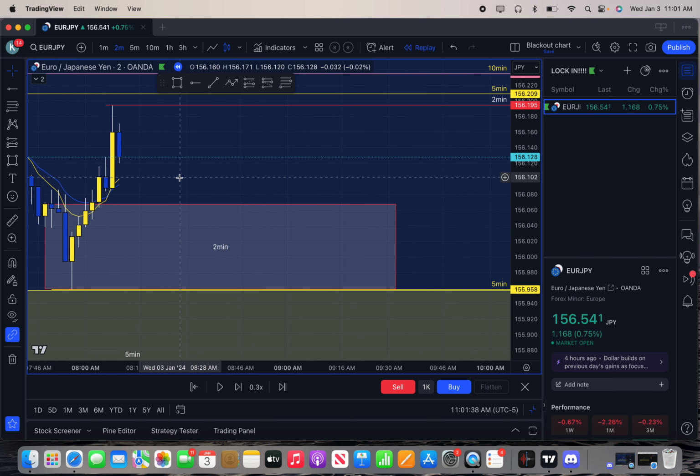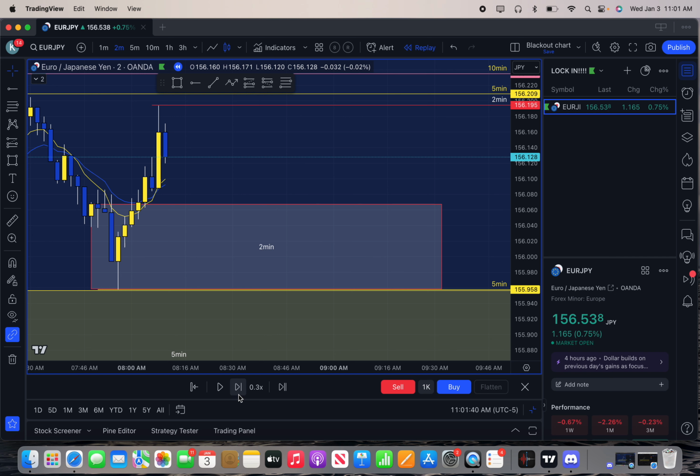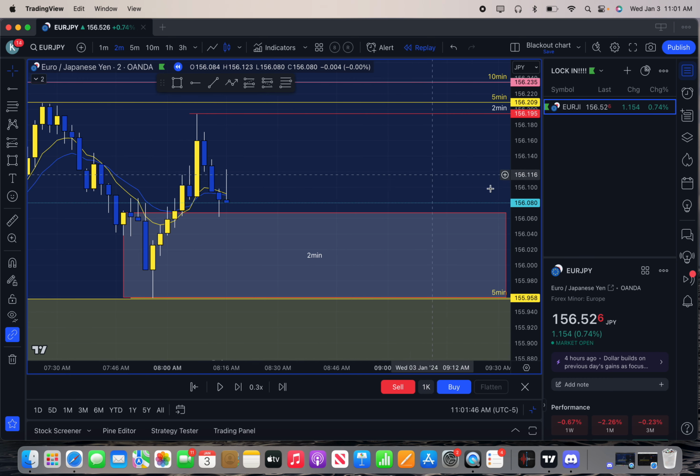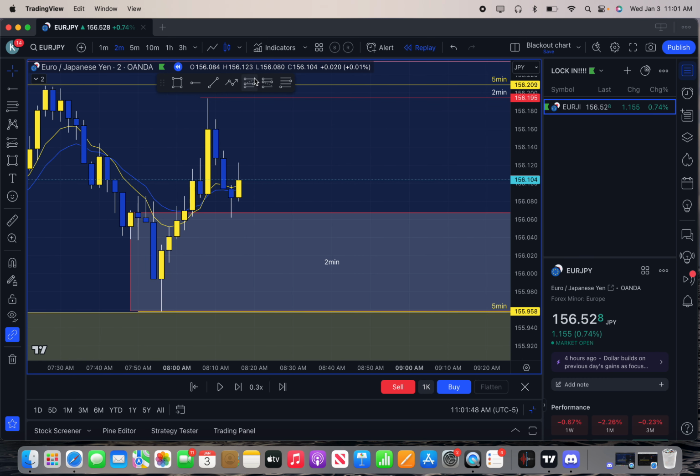So we are right here. So let's see if we get a test of our zone. Price pulls back. We got a zone test. Do we get a confirmation candle? Ooh, we get a nice little confirmation. Let's see if we get entry.